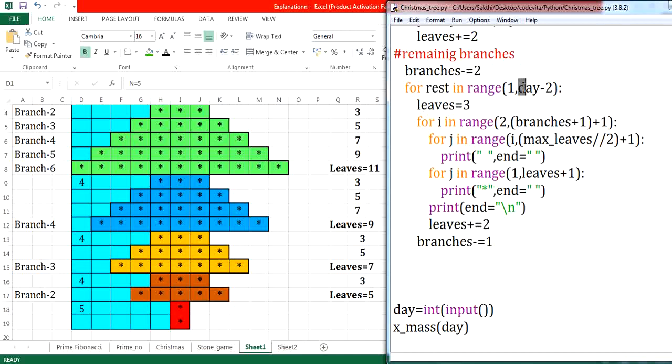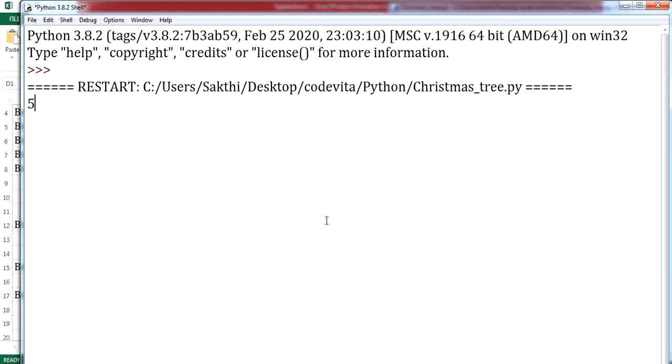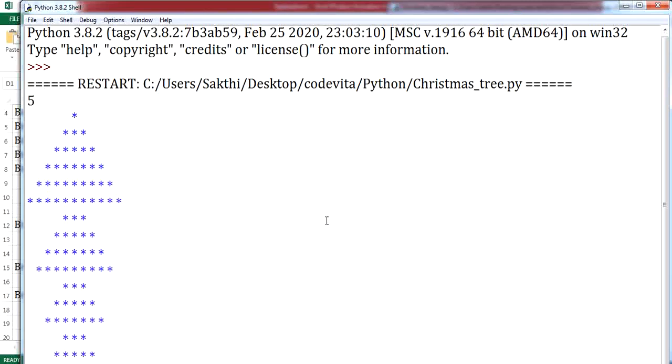We forgot here. It is executing day minus 2, but what happens? It will execute till n minus 1, right? So we are supposed to mention here one more condition as plus 1. It's up to you. Either you can mention day minus 2 or day minus 1. I have mentioned day minus 2. That is the reason I have mentioned plus 1 as my condition by default for a Python code. Now let me execute this and let me give 5. Fine. Here 4 parts are printed for given value 5.